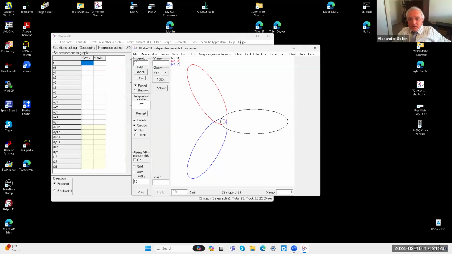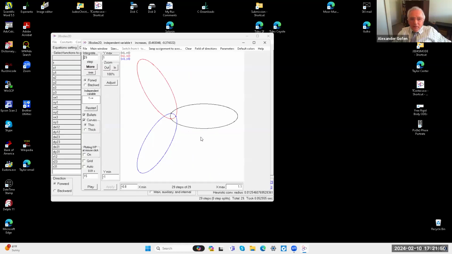Can you see this? This is three petals. This is the final picture, but actually it may be viewed dynamically. Okay, you see that it evolves, and the bullets move along the trajectories with accelerations and decelerations proper to the real physical process.